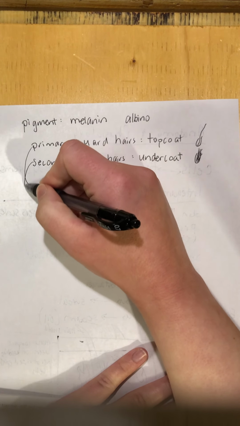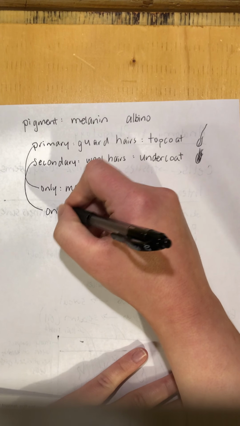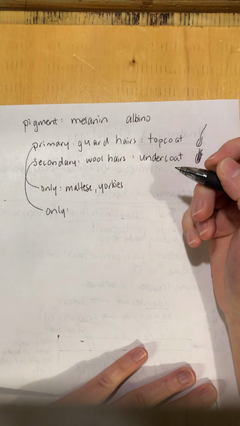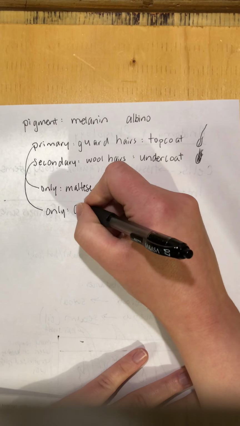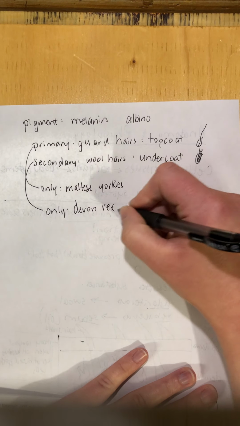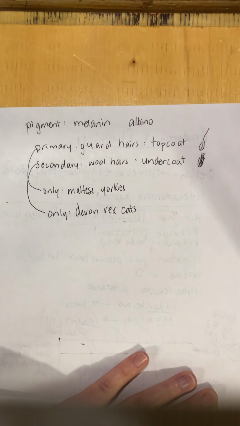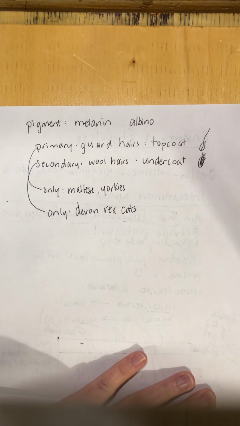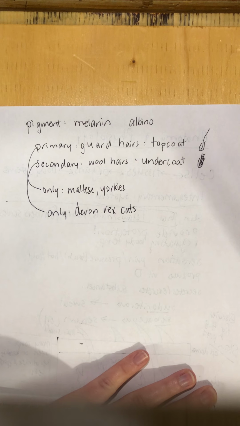Then there are some animals that have secondary only. So those are things like Devon Rex cats. So they don't have any primary or guard hairs, they just have the undercoat or the wool hairs. So they're really soft, but their fur is very thin. It almost sometimes looks patchy.